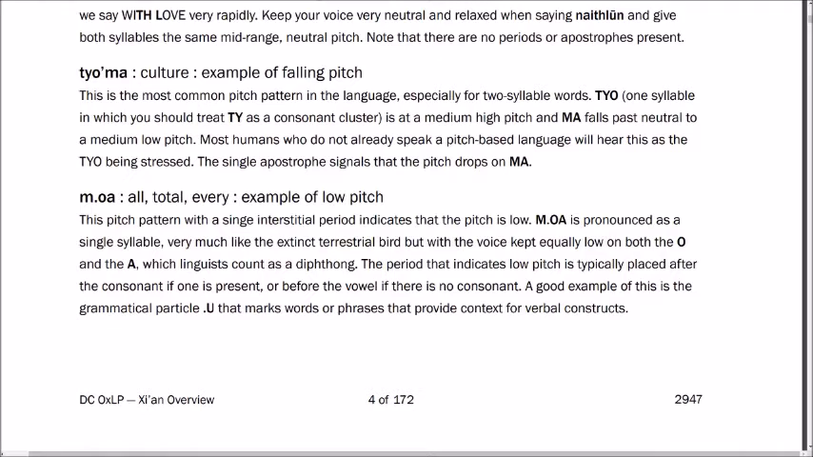M, O, A is pronounced as a single syllable, very much like the extinct terrestrial bird, but with the voice kept equally low on both the O and the A, which linguists count as a diphthong. The period that indicates low pitch is typically placed after the consonant if one is present, or before the vowel if there is no consonant. A good example of this is the grammatical particle U, that marks words or phrases that provide context for verbal constructs.